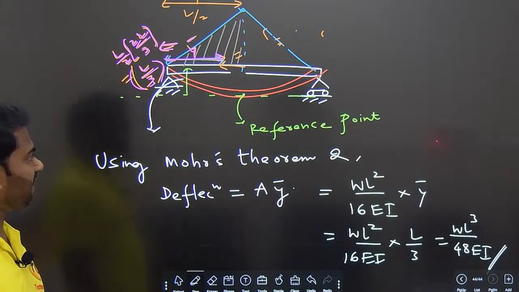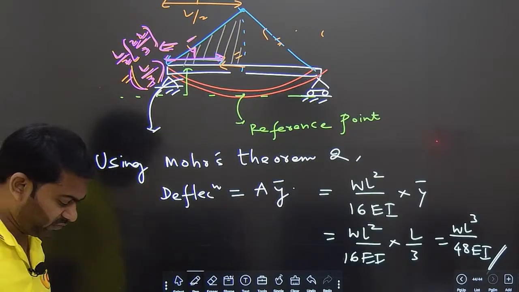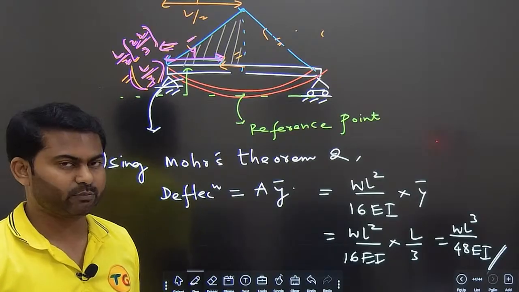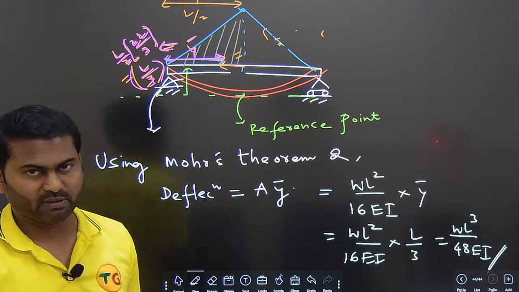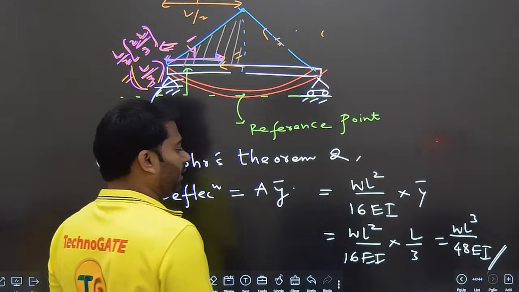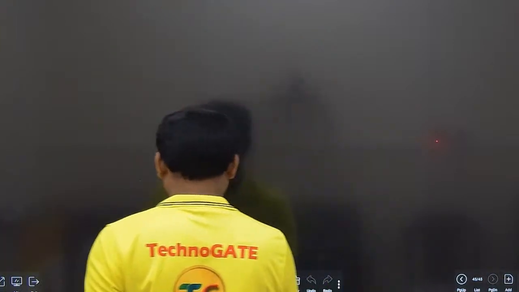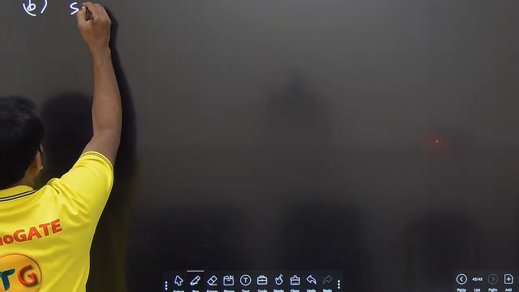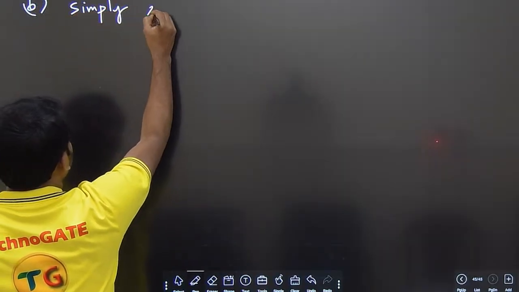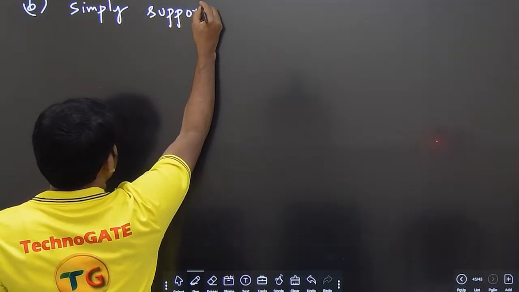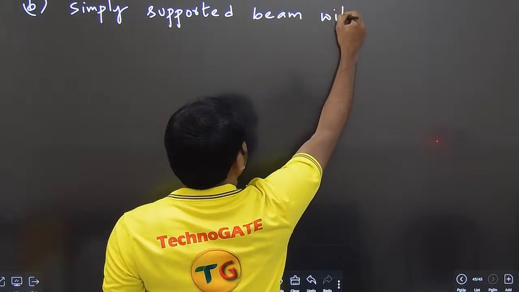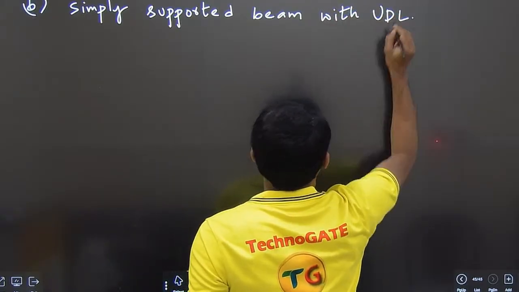So let us apply the same logic to the other one, which we already know, that is a simply supported beam with uniformly distributed load. Okay, let us take that. So the sixth one, simply supported beam with uniformly distributed load.